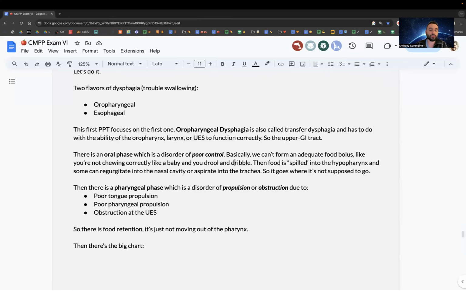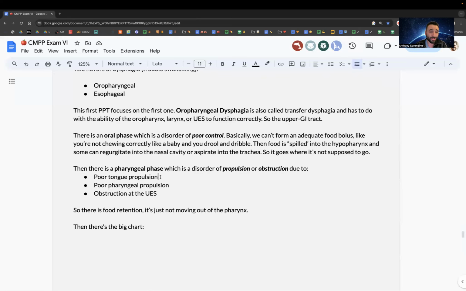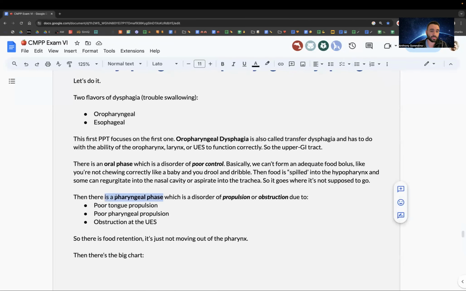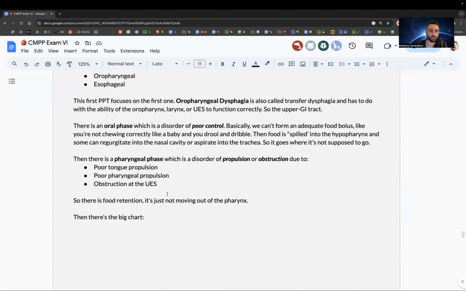Then there's the pharyngeal phase. This is more of that propulsion that I was talking about. So it's either like your tongue can't really move the food back, or there's an obstruction somewhere. And we'll see a cause of that is going to be like CVA, Parkinson's. You just can't control your tongue. You can't move the food.